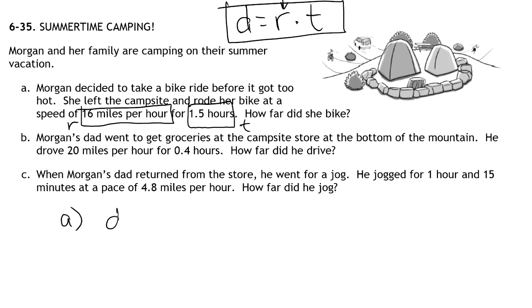Well, the distance traveled equals the rate that you're traveling at times the amount of time that you're traveling at that rate. So here we have distance equals 16 miles per hour for 1.5 hours, which is 16 plus another 8. So that gives us 24, right? 16 plus half of 16 is 24. So she traveled a total distance, right? Her distance was 24 miles.